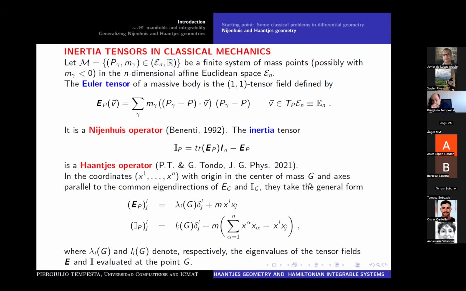Okay, very rapidly, let me tell you that Nijenhuis and Haantjes operators are everywhere, also in classical mechanics. The Euler tensor of a massive body is indeed Nijenhuis, as was proved by Benenti, whereas we proved that the inertia tensor is a Haantjes operator. So in standard mechanics, these operators also appear, although maybe it is not so well known. The second result is actually quite recent.